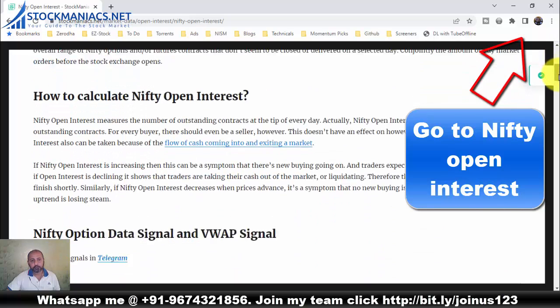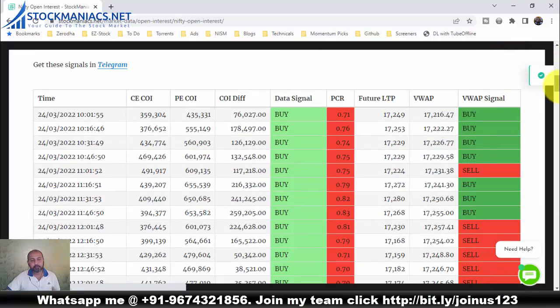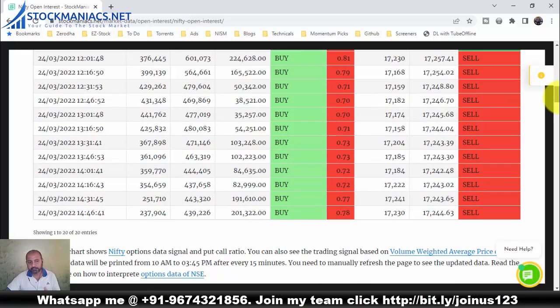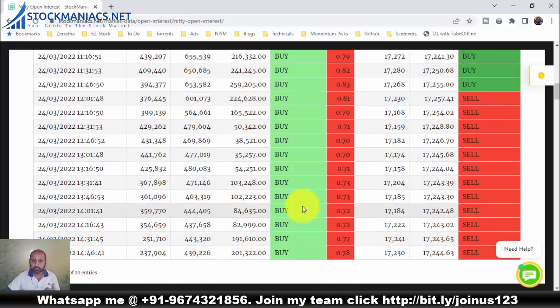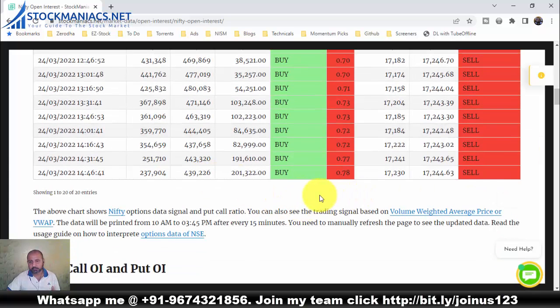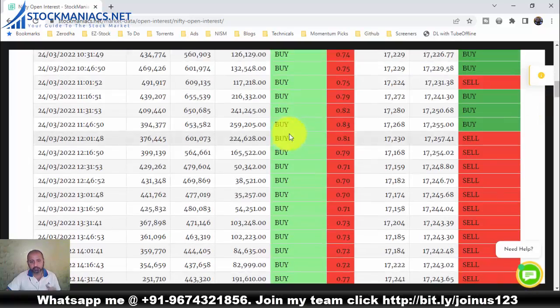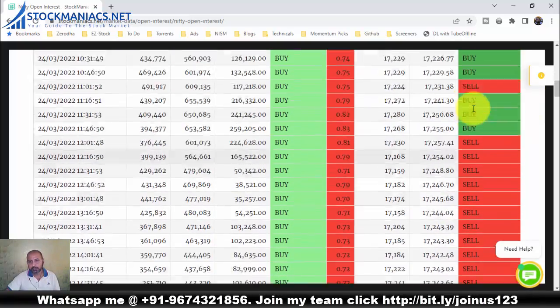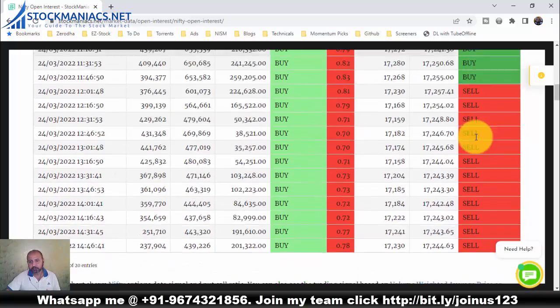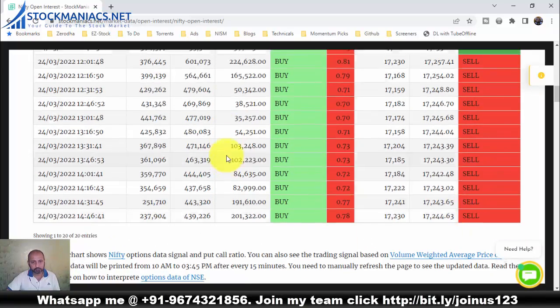You can see, if you scroll down, the same data that you are seeing in my Excel, you can get here. Every 15 minutes new data will come, as in my Excel. You just need to refresh the page from time to time to see the addition in the data. You can see the whole day Nifty is in buy mode and there is also a VWAP signal. The VWAP signal is in sell mode.